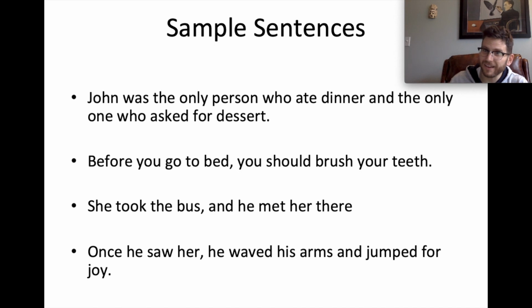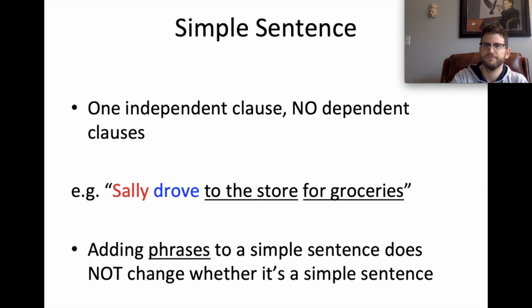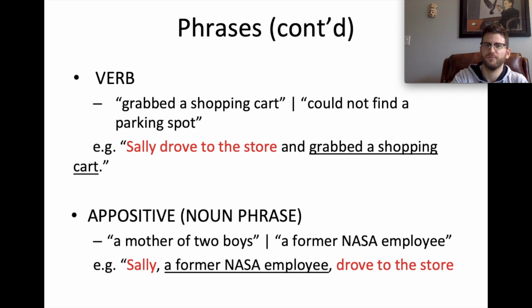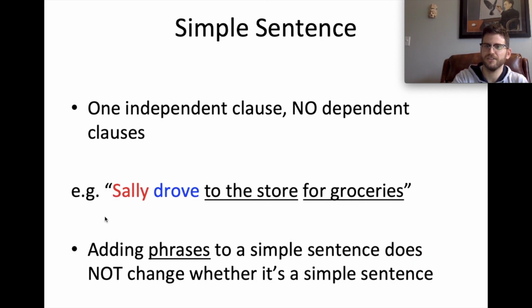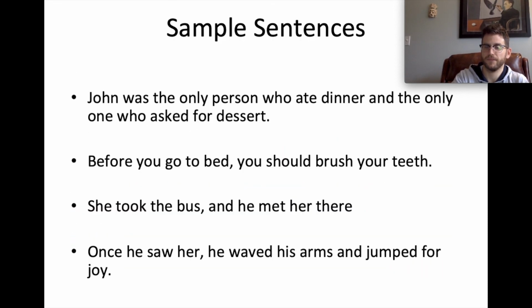So what does that mean then if I have an independent clause, but it's only attached to a noun phrase? Remember this? That rule about adding phrases does not change whether it's a simple sentence. So that's what we're talking about for the first one, an independent clause attached to a noun phrase. Still just a simple sentence. So the first one is a simple sentence. Okay, now try the last three on your own.